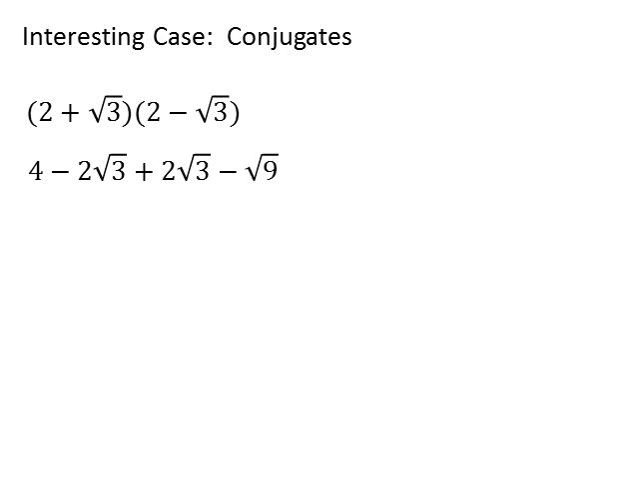Again, you should recognize that negative root 9 is negative 3. So I have 4 minus 2 root 3 plus 2 root 3 minus 3. Now you'll notice that you have negative 2 root 3 and positive 2 root 3. Those cancel out, and 4 minus 3 is 1, so the answer is 1.